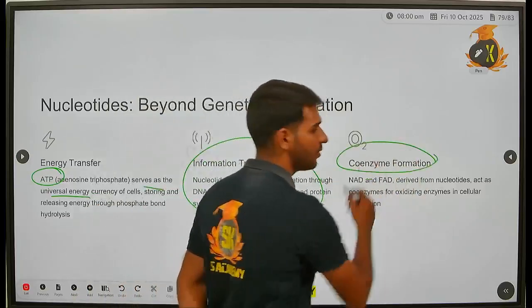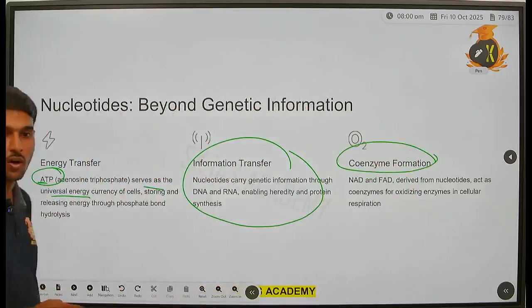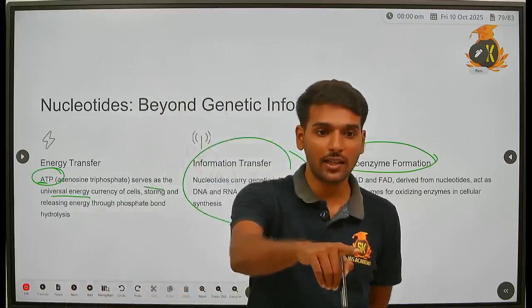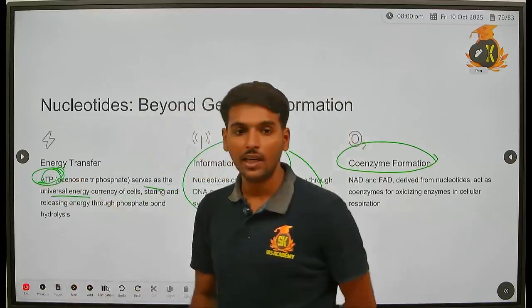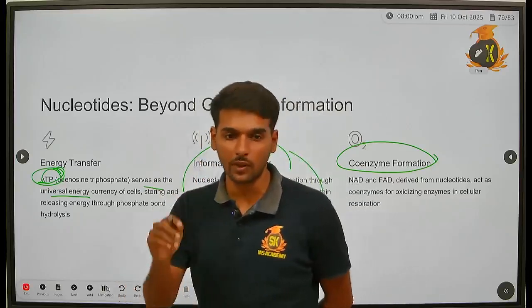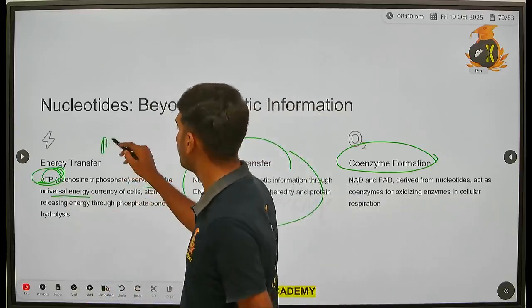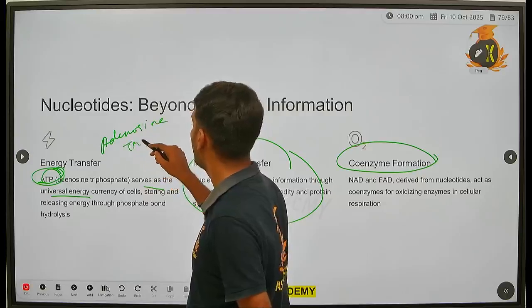Coenzyme formation. Here ATP is adenosine. Adenosine means what? Nitrogen base plus sugar, right? It is having 3 phosphates. Now it has become a nucleotide from a nucleoside. Okay, how many phosphates? 3 phosphates. Adenosine triphosphate.